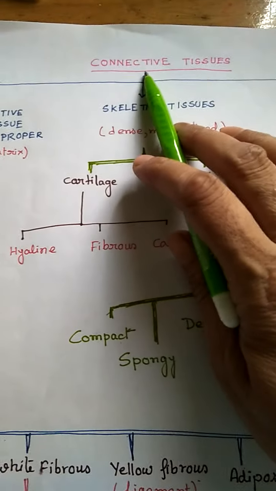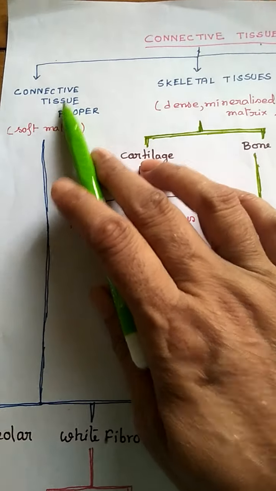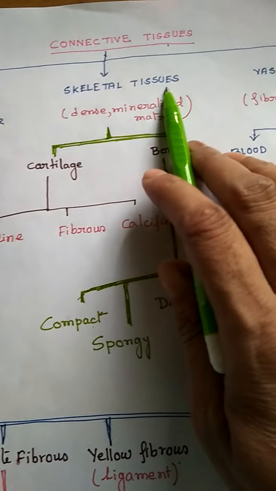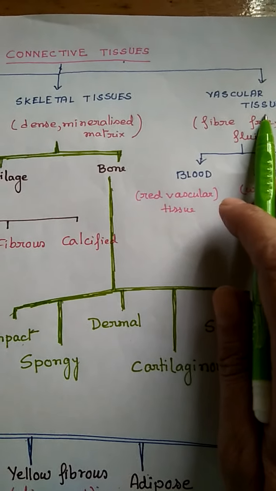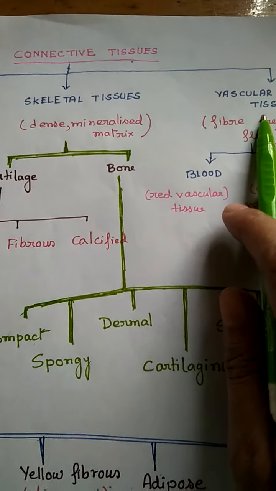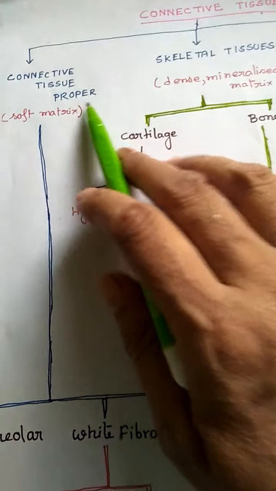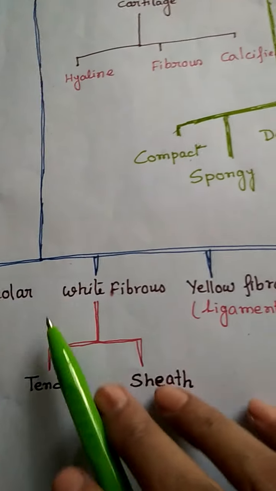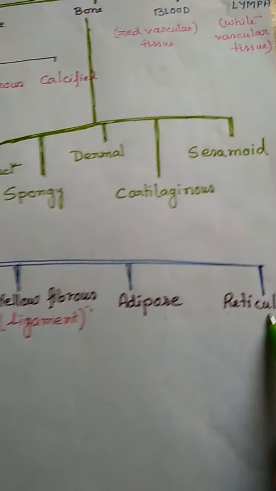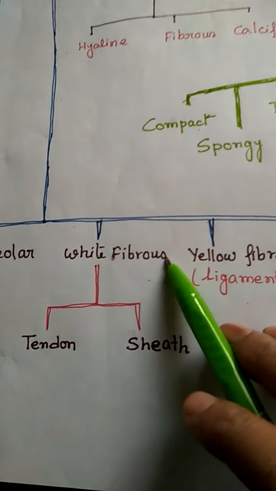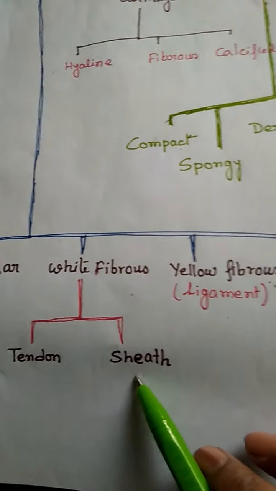So today I have described the connective tissue, that is connective tissue proper and skeletal tissue, but not the vascular tissue. I will give you the vascular tissue next day. In case of the connective tissue proper, these are areolar, white fibrous, yellow fibrous, adipose, and reticular, where the white fibrous again is of two types, tendon and sheath.